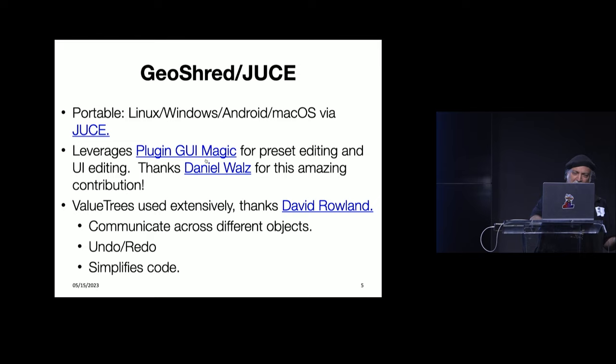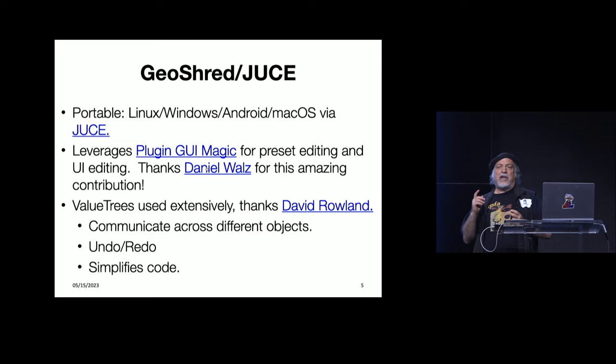Now, Daniel's got a great example on YouTube that I put in here. He did a couple of videos on the Audio Programmer channel where he showed PluginGUIMagic. It is fantastic. But the problem was it's designed for one audio processor. We all know what a JUCE AudioProcessor class is. And I've got something like 20 or 30 of them. How am I supposed to deal with that? All right, so that was the number one problem.